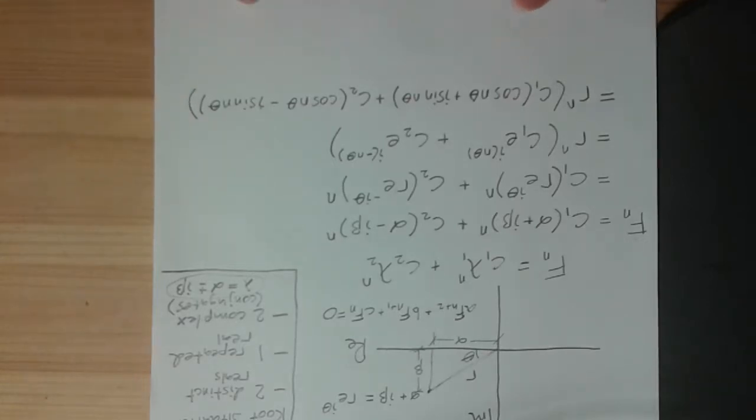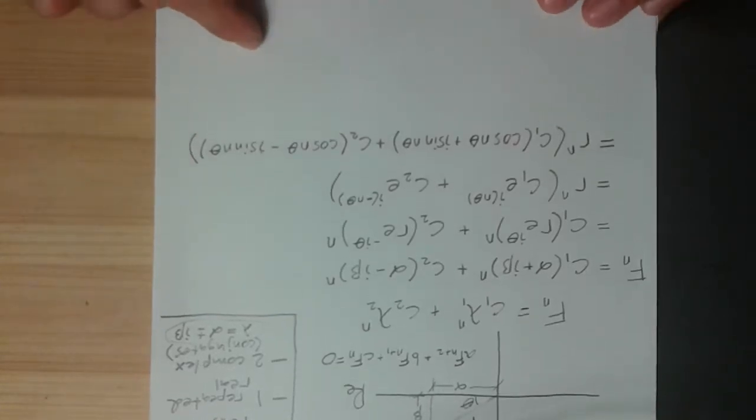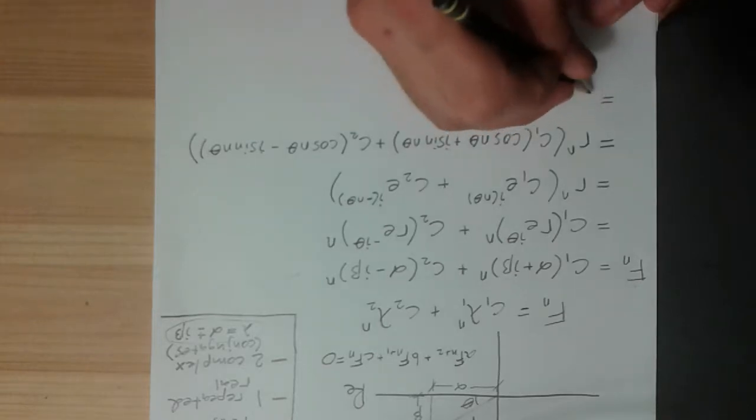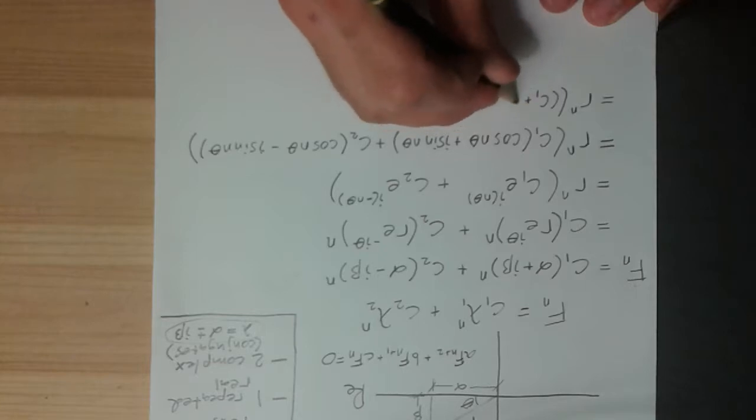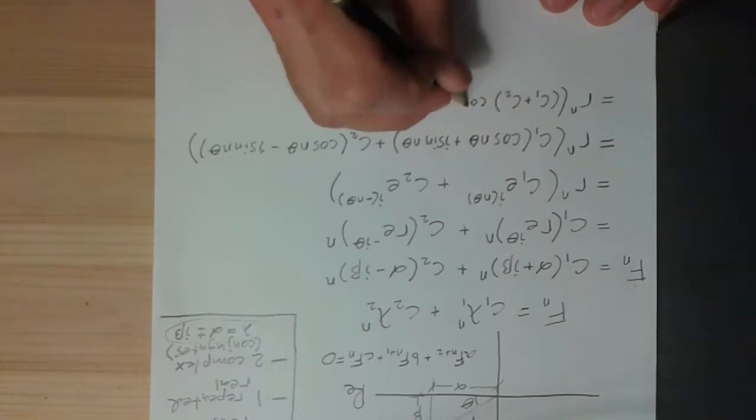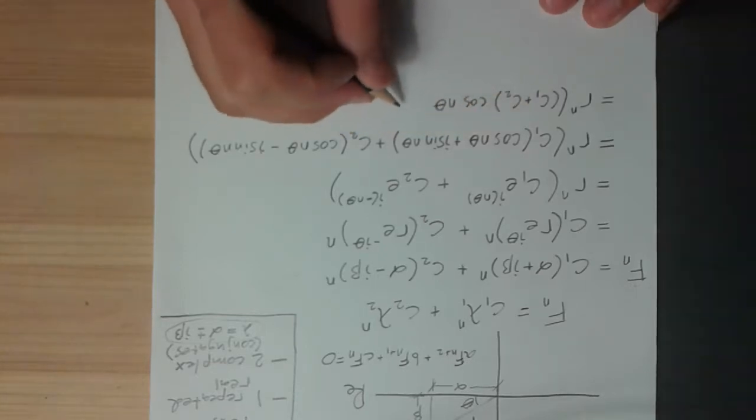Okay, and so you can see the same type of thing unraveling here. All I have to do is group these cosines together and group the sines together.